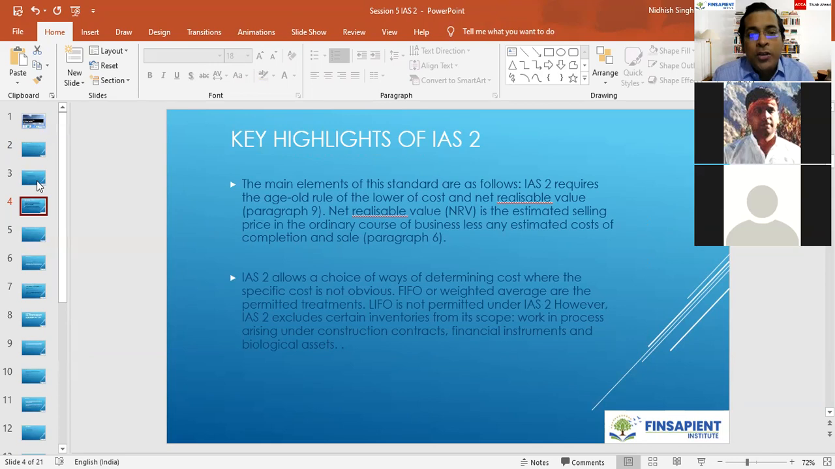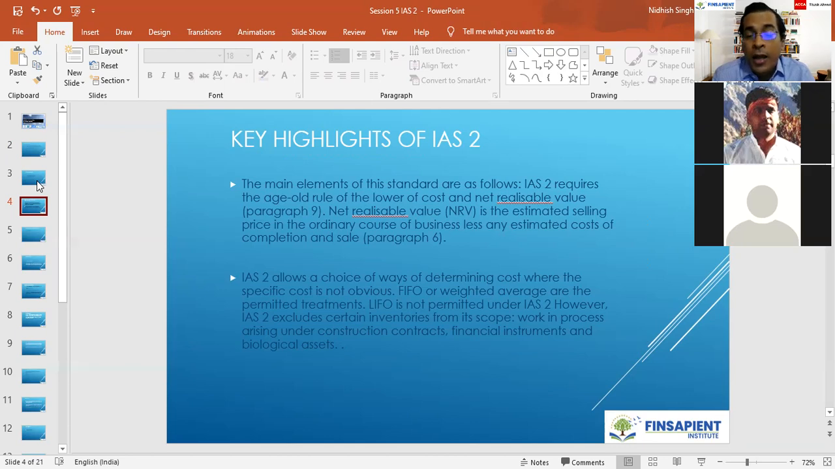IAS 2 allows a choice in determining the cost. Here it is talking about the FIFO, LIFO, and weighted average methodology. US GAAP traditionally has, even now, allowed the LIFO method of inventory accounting, but IAS 2 does not permit that.